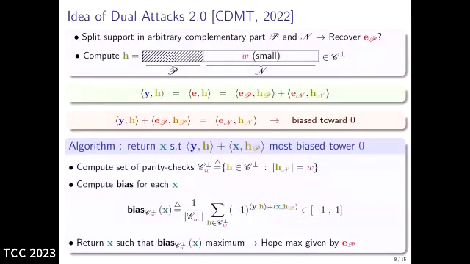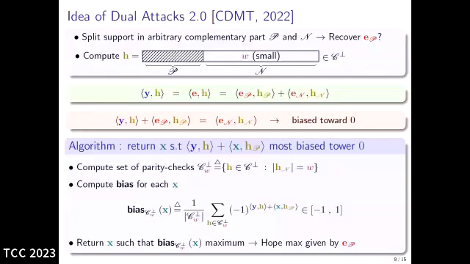So now I'm ready to give the most recent dual attack, which was introduced by Carrier et al. The idea here is really to solve the decoding problem, so to recover part of the error, at least. What we do is we split the support in two complementary parts, completely arbitrary, P and N, and we will try to recover the error on the part P.